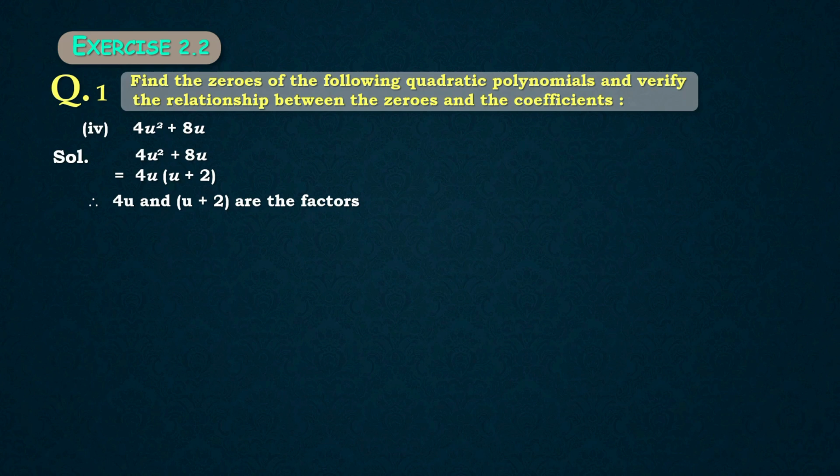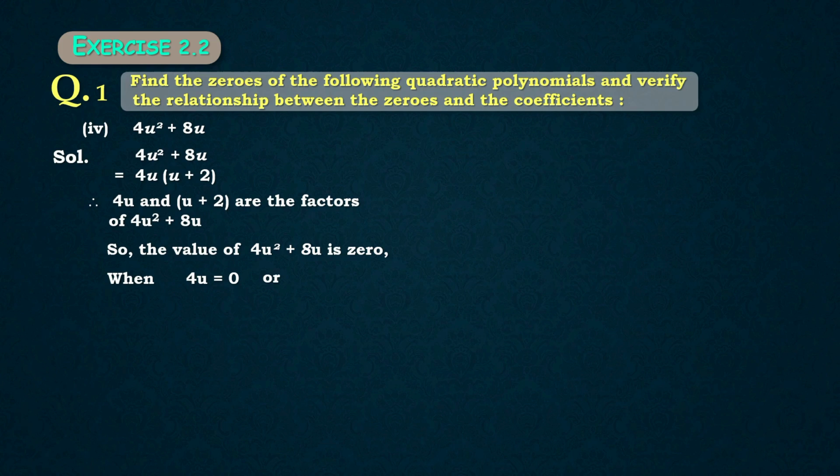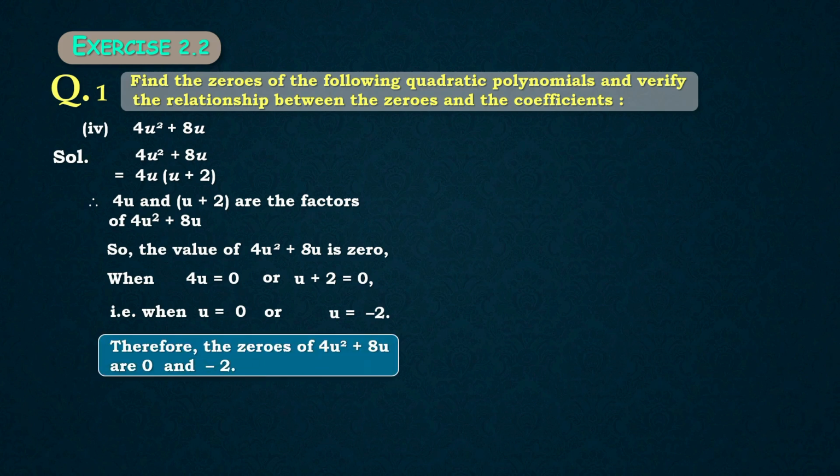Now, to find the zeros, we equate each factor to 0. First, 4u equals 0. This gives u equals 0. Second, u plus 2 equals 0. This gives u equals minus 2. Therefore, the zeros of the polynomial 4u squared plus 8u are 0 and minus 2.